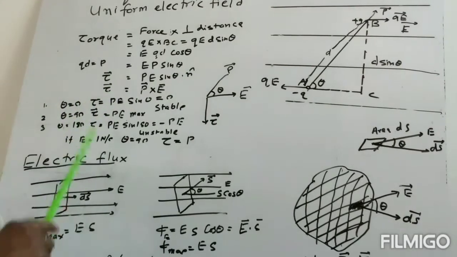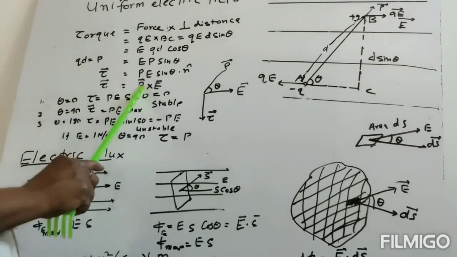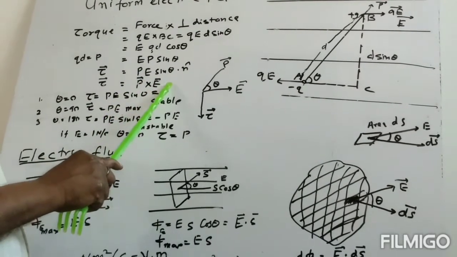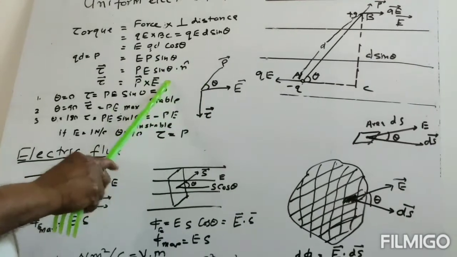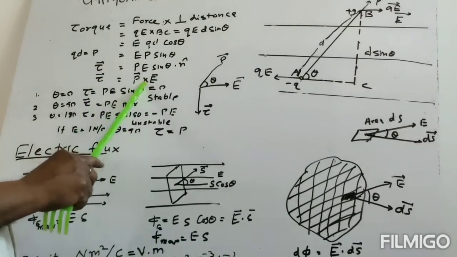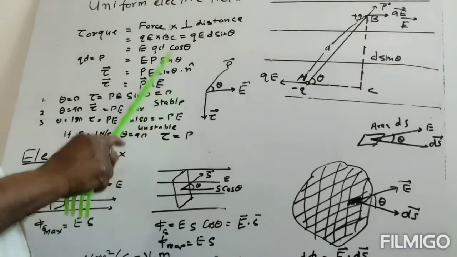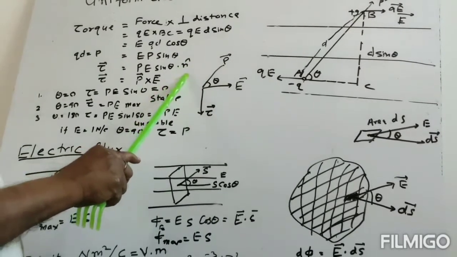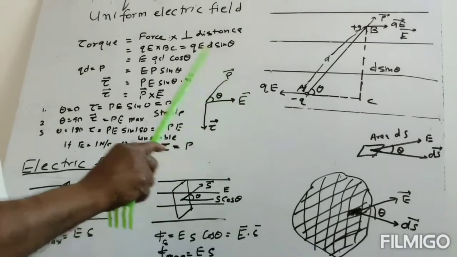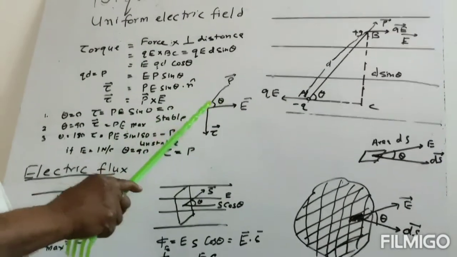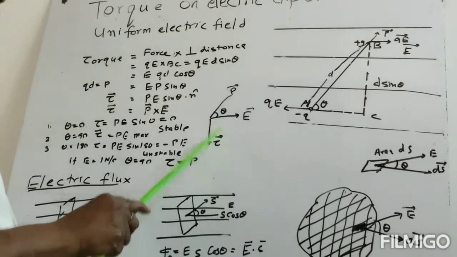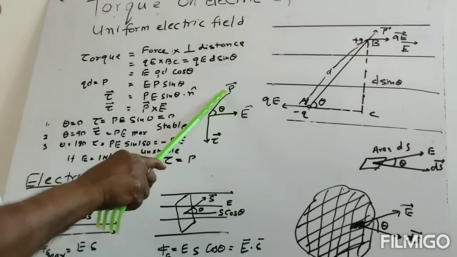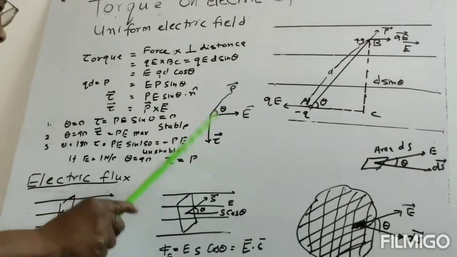Now, what will be the direction? The direction of dipole moment and direction of electrical field is subtended at angle theta. Then the direction of torque will be perpendicular to the plane containing P and E. And direction is given by right hand rule, which is applicable for the cross product. So the direction of torque will be perpendicular to the plane of P and E in the downward direction.